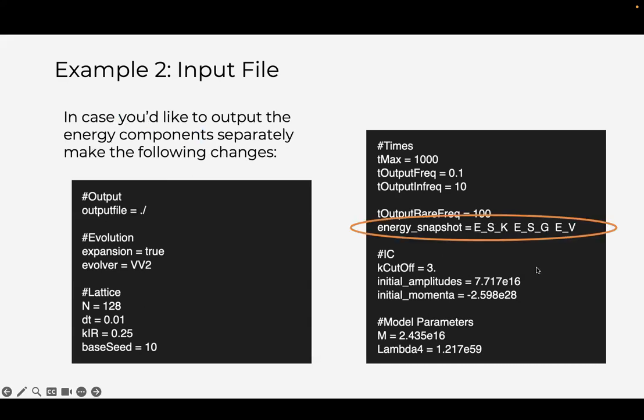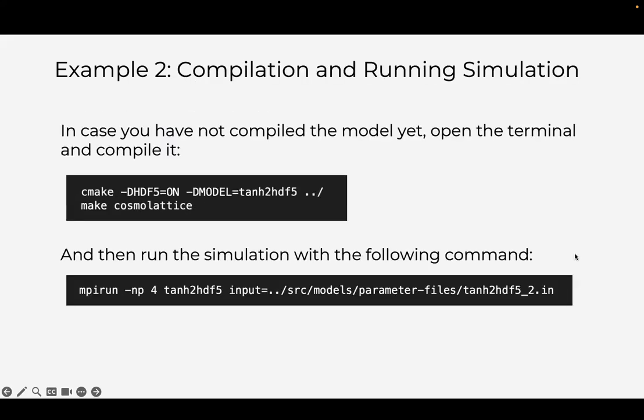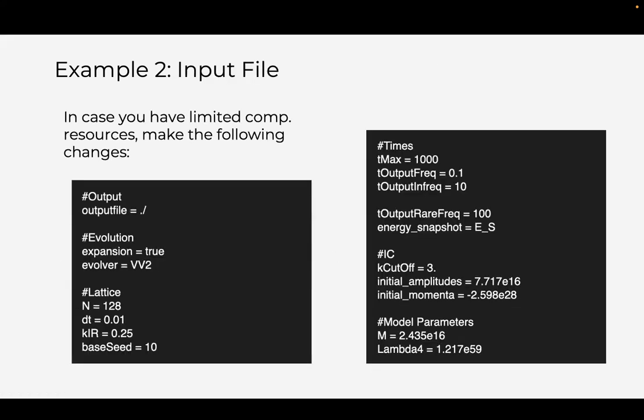In case you don't want to adapt your snapshot measure, you can just output again the single components and change the input file as follows. Now, if you have not compiled your model yet, you can compile it as before and then run your simulations. We haven't talked about parallel computing yet, or how to use more than one core. This would be the way to do it. If you have only limited resources around, you may just calculate it on one core, and then you might want to adapt your input file.